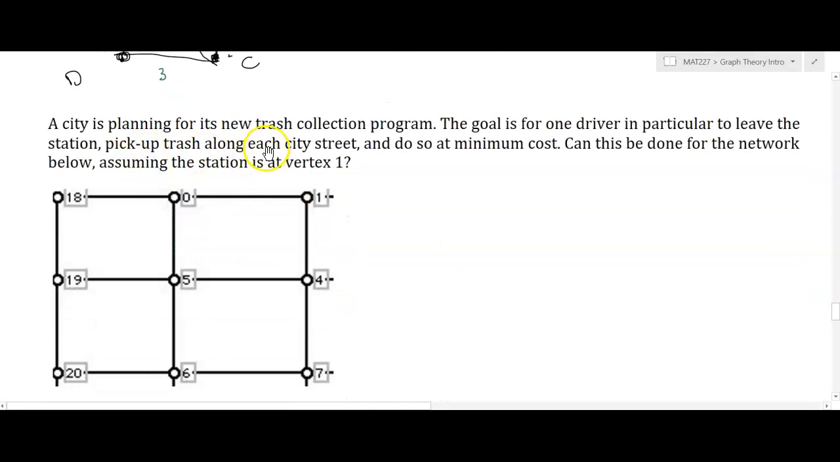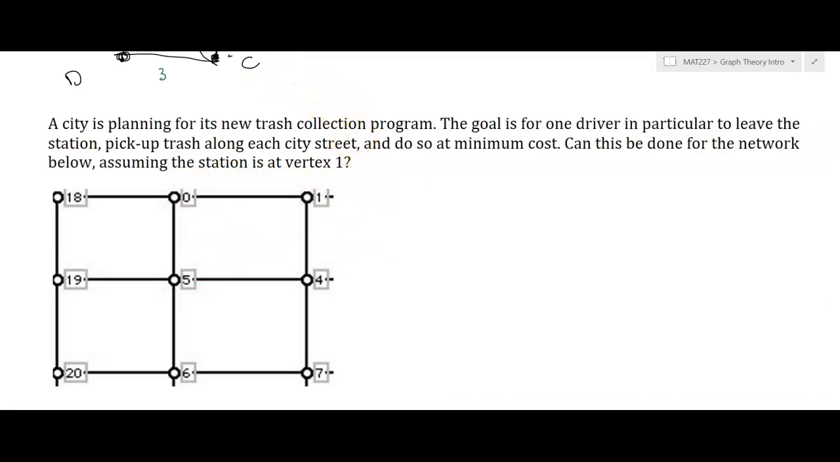Suppose that a city is planning for its new trash program. The goal is for one driver in particular to leave the station, pick up trash along each city street, and do so at minimum cost. Can this be done for the network below, assuming the station is at vertex 1? So imagine that these are street networks, and what we want to do is collect trash along each street. We'll just assume that we're not going to worry about two ways or anything like that. We're just going to worry about making sure the truck goes along each of these edges.